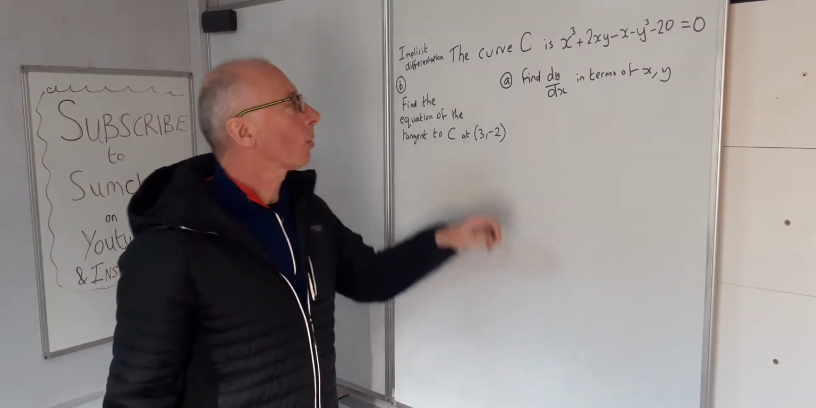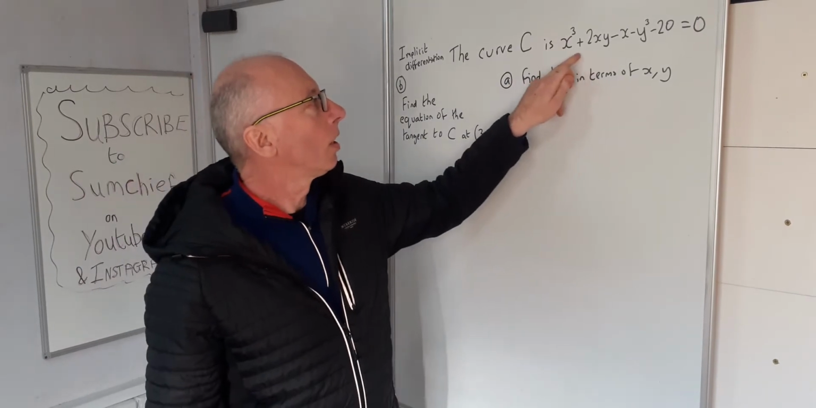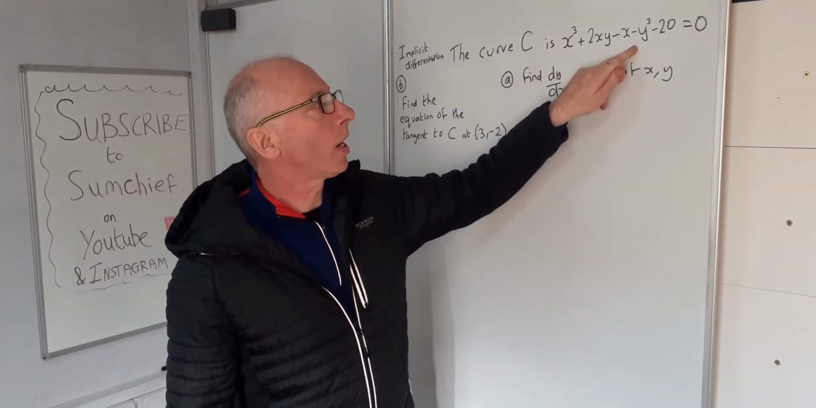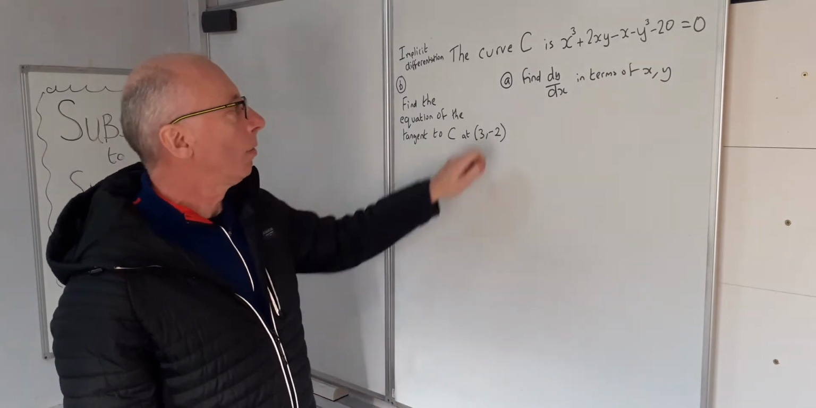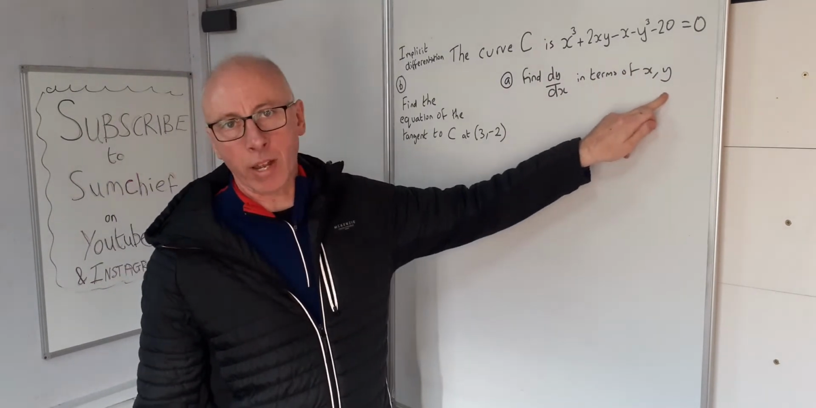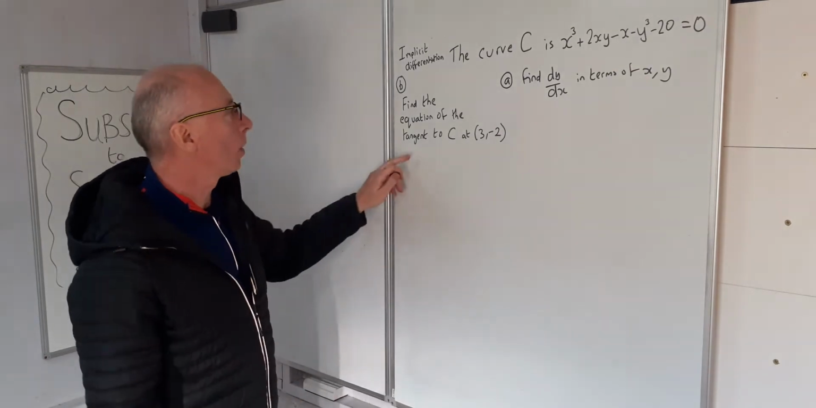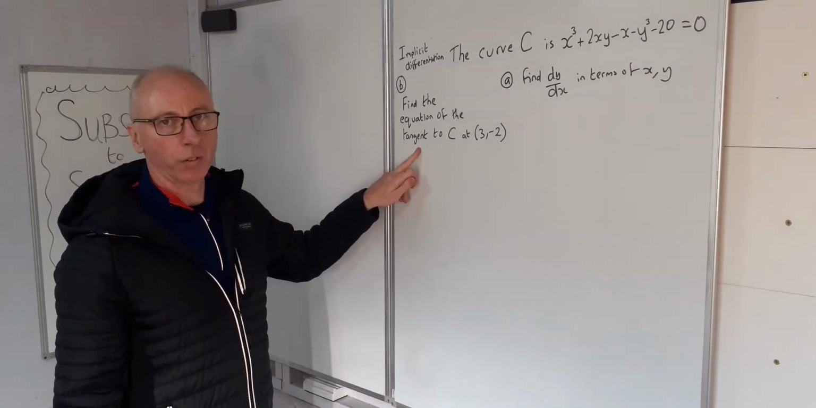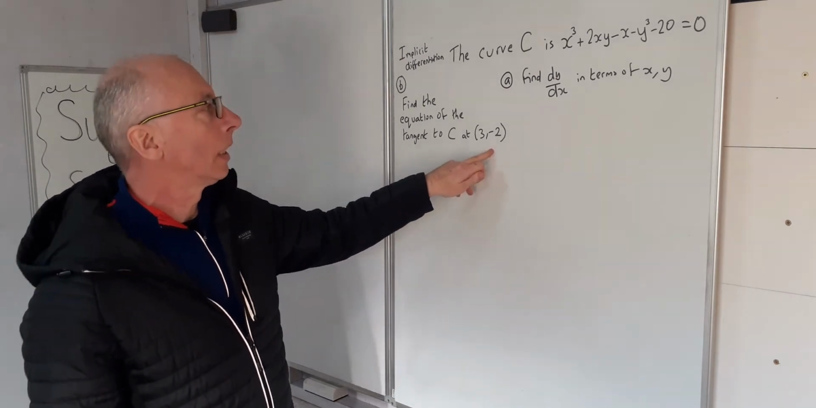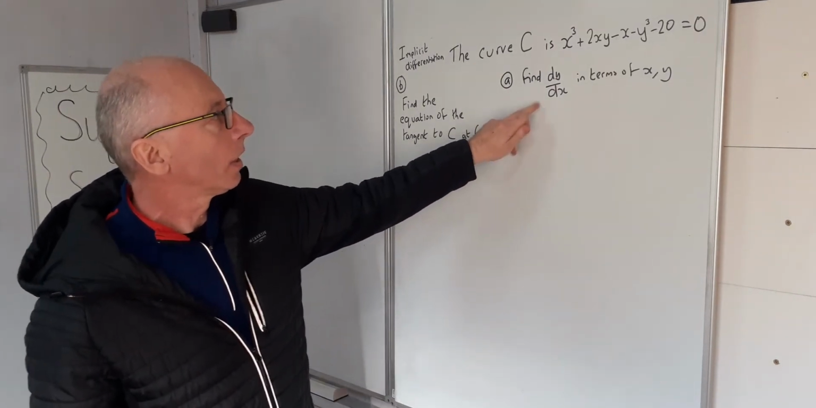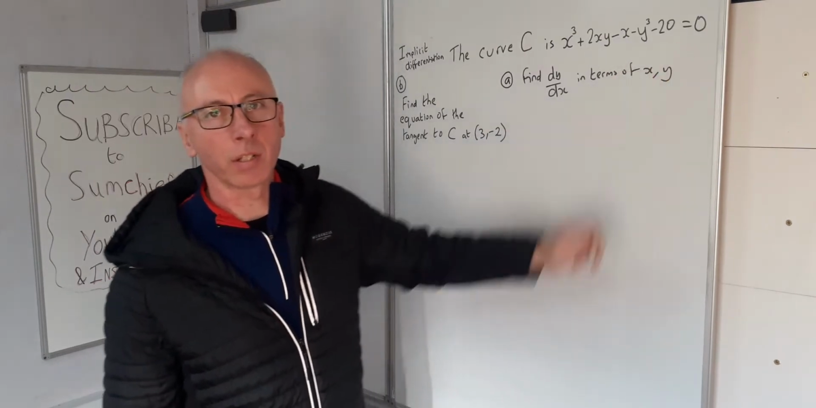Okay, in this question we've got a curve C with the equation x cubed plus 2xy minus x minus y cubed minus 20 equals 0. We're going to find dy/dx in terms of x and y, and then we're going to find an equation for the tangent to the curve at this point.